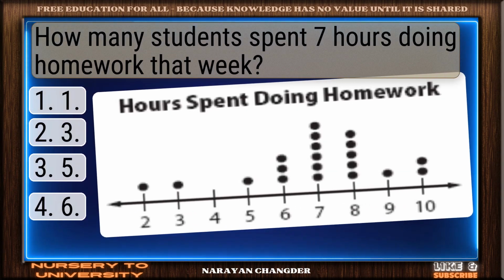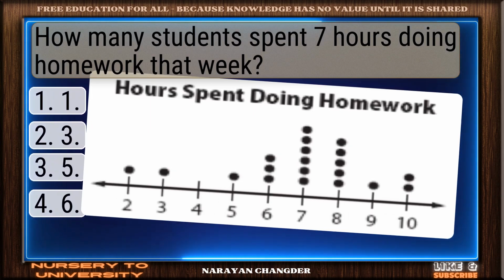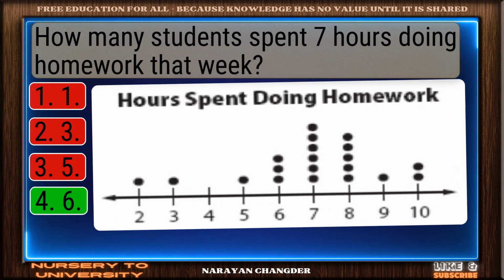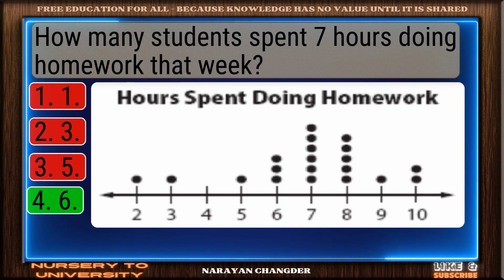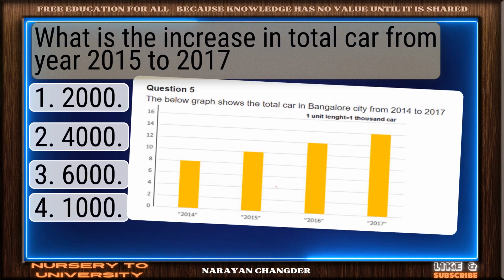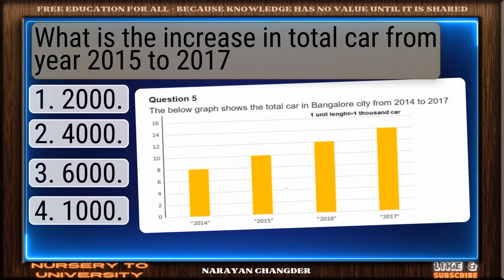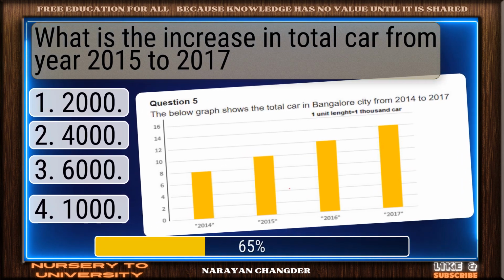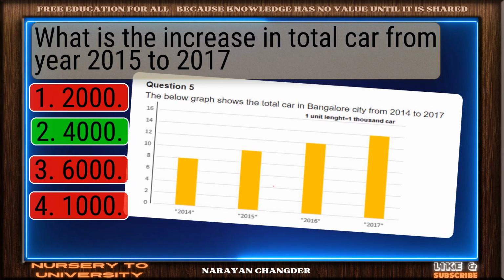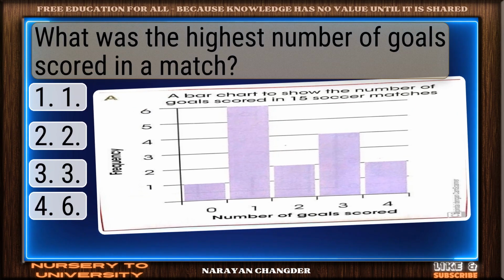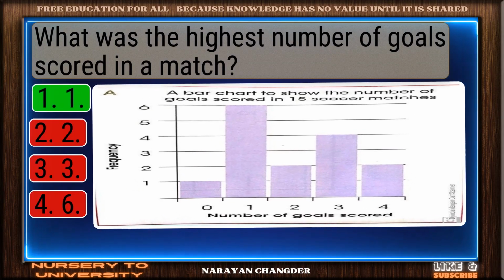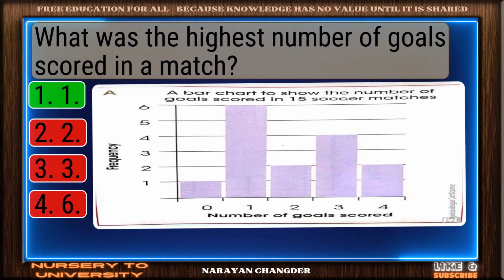How many students spent 7 hours doing homework that week? Nice work. You chose 6, and it is correct. What is the increase in total cars from year 2015 to 2017? Great thinking. 4,000 is the right choice. What was the highest number of goals scored in a match? Right again. 1 is a valid answer.